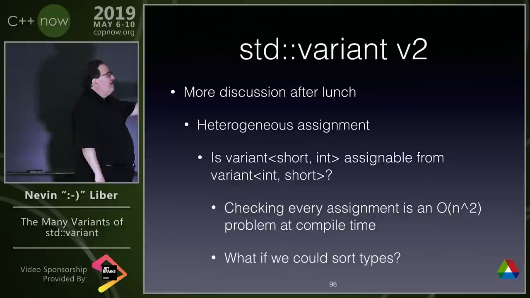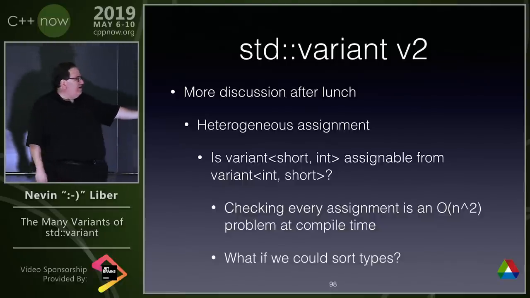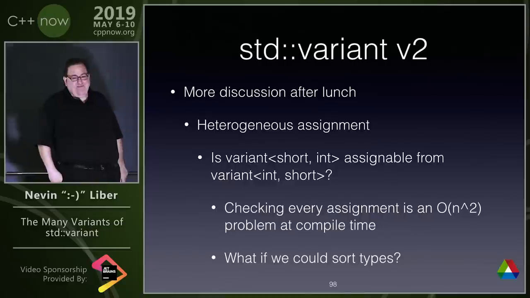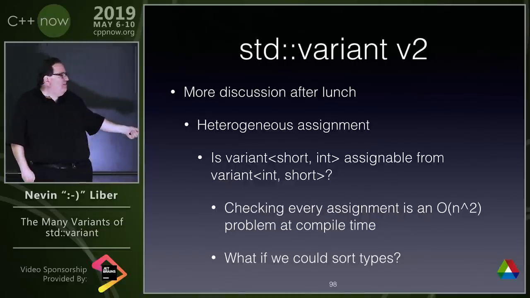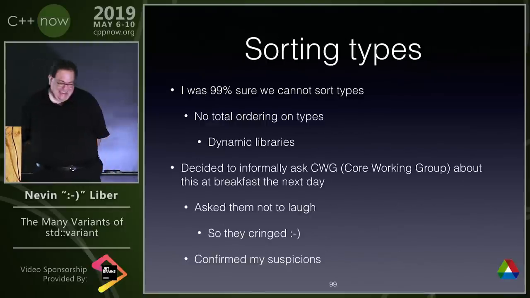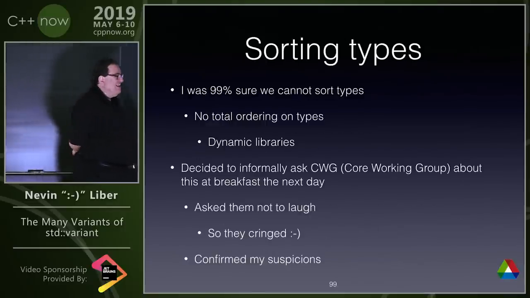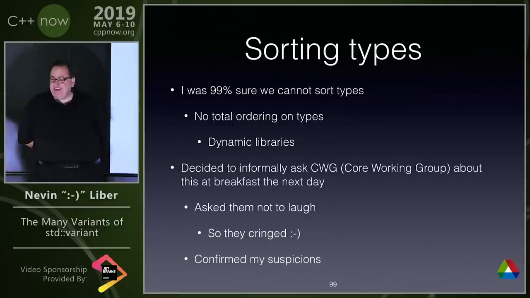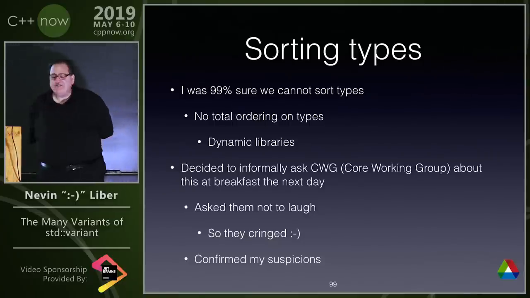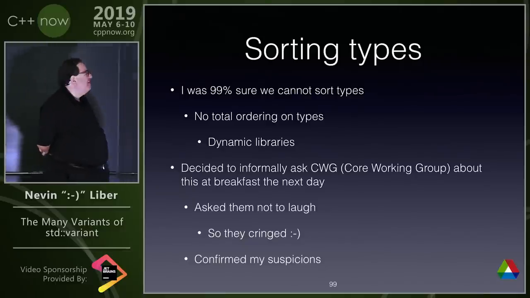We break for lunch. What about heterogeneous assignment? The problem with this, again, is that we have order n squared compile time. And then someone goes, hey, what if we could sort all the types? I was pretty sure you couldn't do that. I hate to say I'm 100% sure of something, because then I'm usually wrong. I was 99% sure, because there's no total ordering because of things like dynamic libraries.